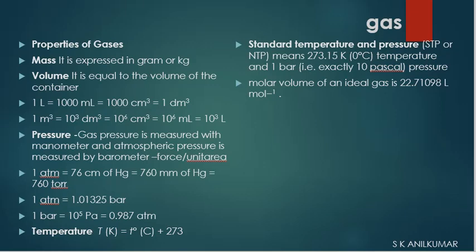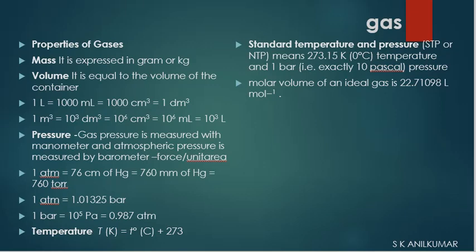Pressure. Gas pressure is measured using two instruments. Manometer is for gas pressure, while atmospheric pressure is measured by a barometer. When it is a specific gas, you can have a manometer, but when it is a mixture of gases in the atmosphere, it is a barometer. Pressure is force per unit area. ATM is the unit used with a manometer, while for atmospheric pressure with a barometer it is 10 power 5 Pascal. 1 ATM is 1.01 bar. 1 bar is 10 power 5 Pascal or 0.987 ATM.